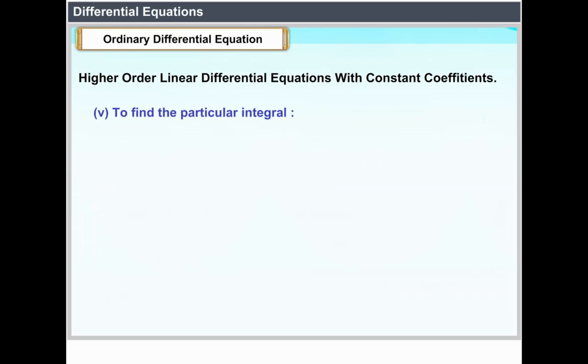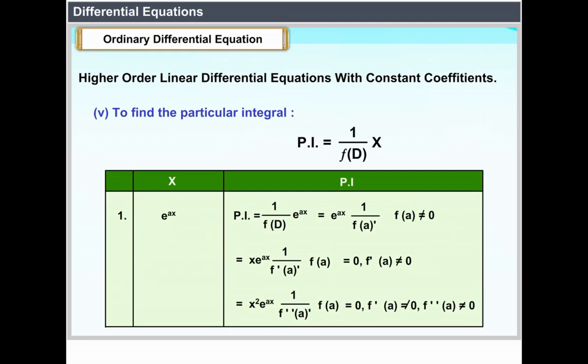To find the particular integral, PI = 1/f(D) of X. Serial number 1: e^(ax) stands for X. Then the particular integral = 1/f(D) e^(ax) = e^(ax) times 1/f(a), where f(a) not equal to 0; equals x e^(ax) times 1/f'(a), where f(a) = 0, f'(a) not equal to 0; equals x^2 e^(ax) times 1/f''(a), where f(a) = 0, f'(a) = 0, f''(a) not equal to 0.